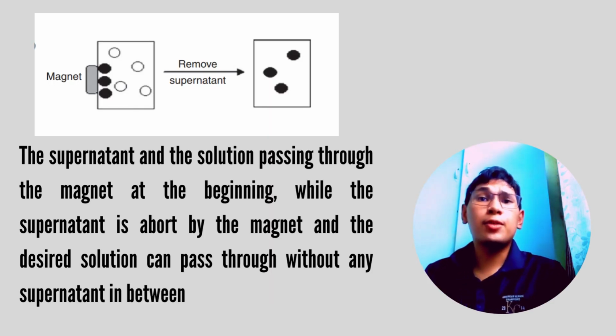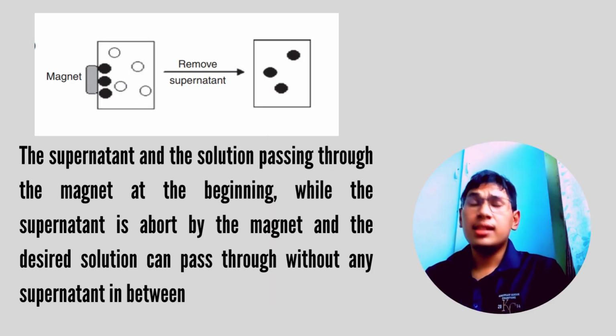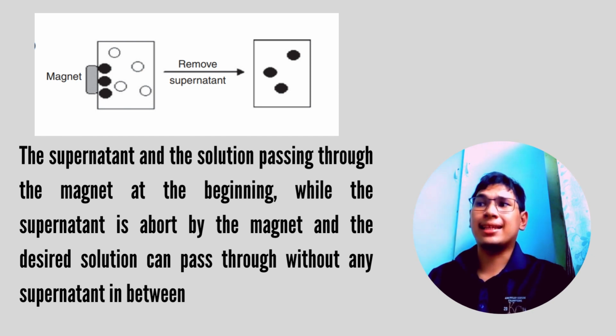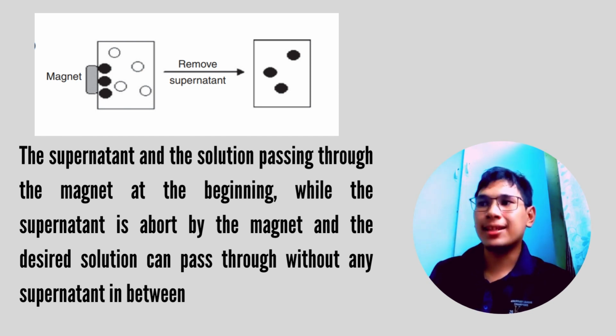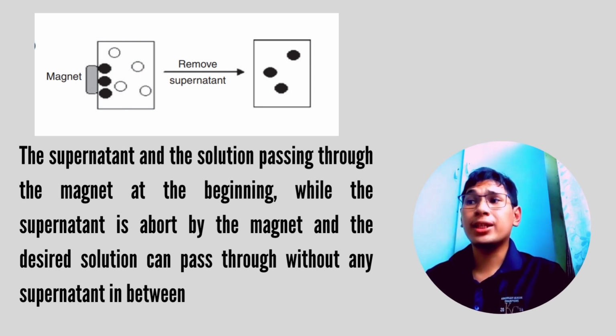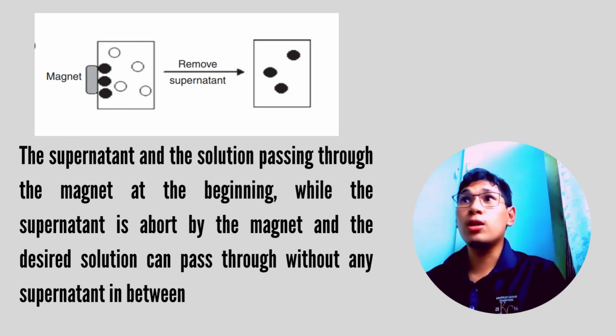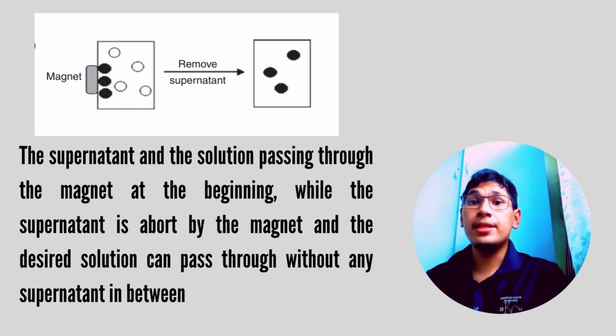But how do nanomagnetic particles work? Let's take a look. The supernatant, or the unwanted particles in the solution, pass through the magnet at the beginning, and the supernatant is absorbed by the magnet, or it is adsorbed. For example, it is attracted to the magnet. The desired solution can pass through without any supernatant in between. So the magnet will catch all those unwanted particles so that the only thing that will pass through our passageway is the solution that we want to use.